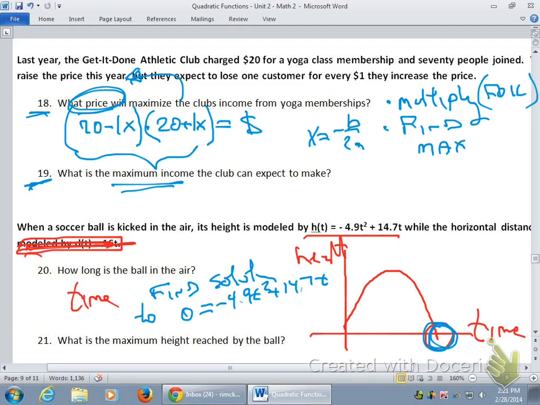The last question, 21, says, what is the maximum height? I think that's pretty clear what they're asking for, right? They want the maximum height. Well, the maximum height is right there. And just like on number 2, 3, and 4 on the front, the maximum height, you can either use your calculator to compute the maximum, or you can use the formula x equals negative b over 2a, and then plug that number back in. Or, if you feel real adventuresome, I suppose you could change this to vertex form, and then you would have the vertex.